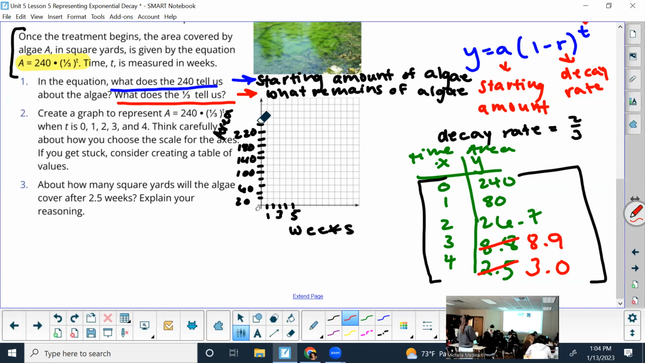0 to 40 would be here. 1 up 80 would be there. 2 up 26. I need to look at my screen. It would be like right there. 3 up 9 would be here-ish, and then 4 up 3 would be here-ish. Everyone see that? Okay.